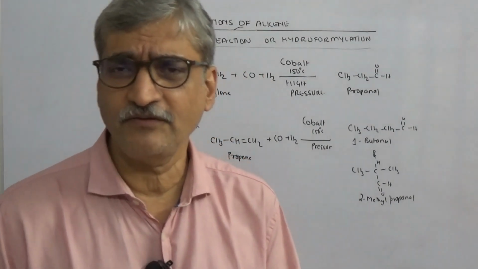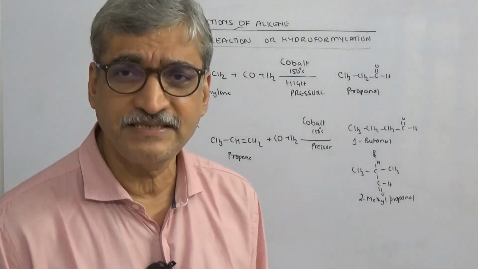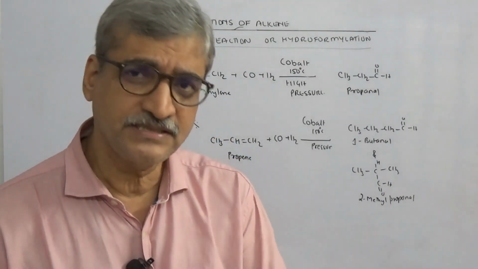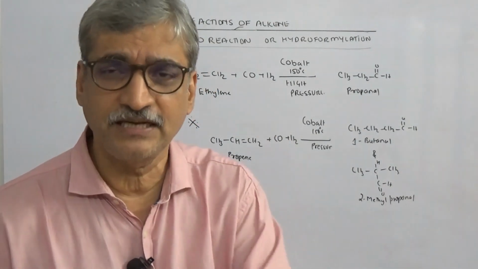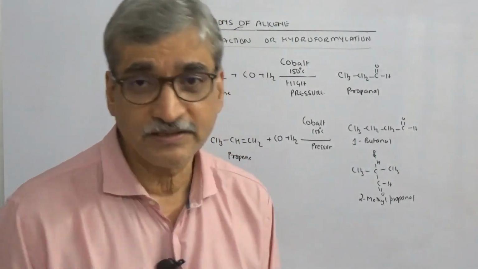Formylation means introduction of a formyl group. HCHO is formaldehyde, so if you remove H, that will be a formyl group, like formyl, acetyl. So that way. Is this point clear?